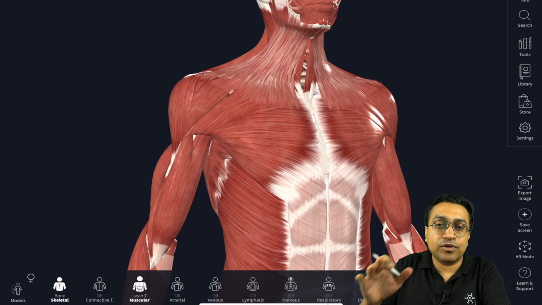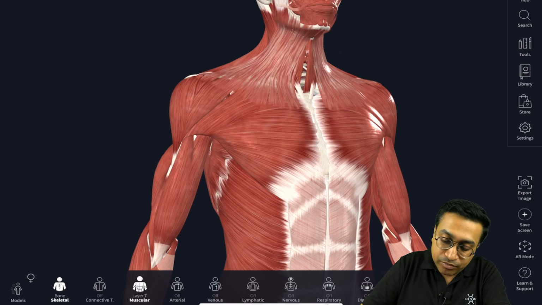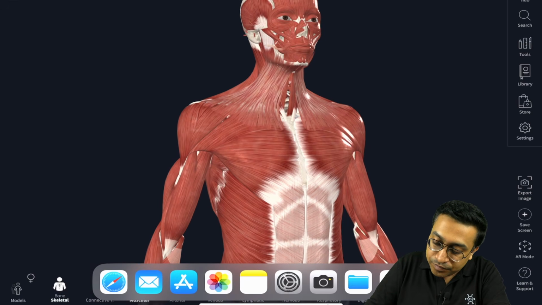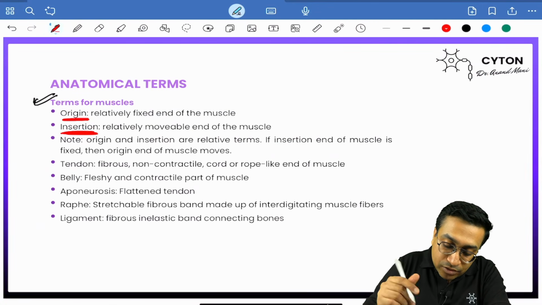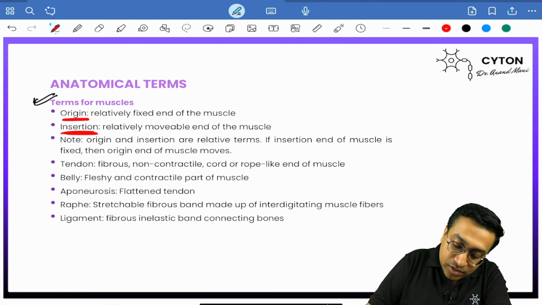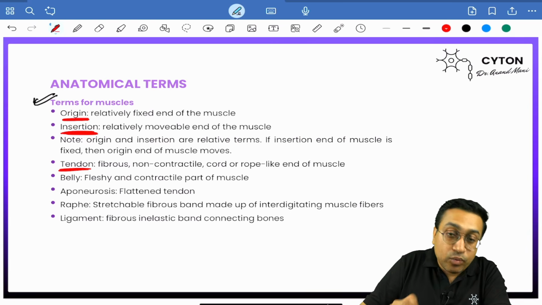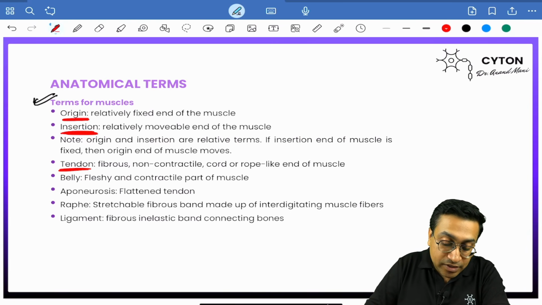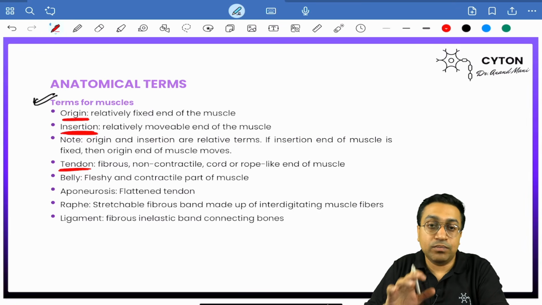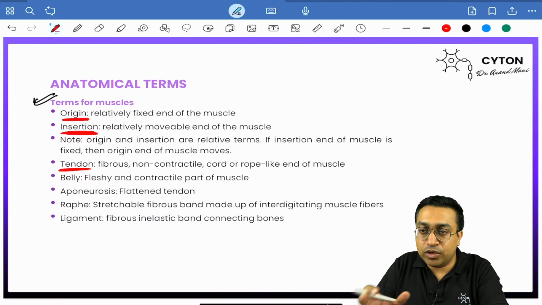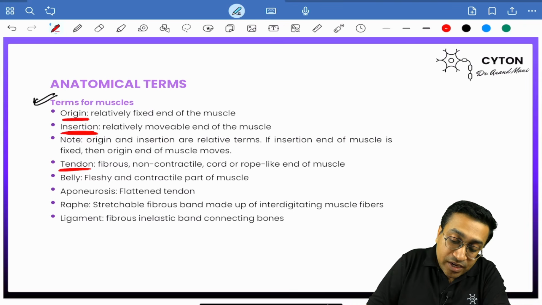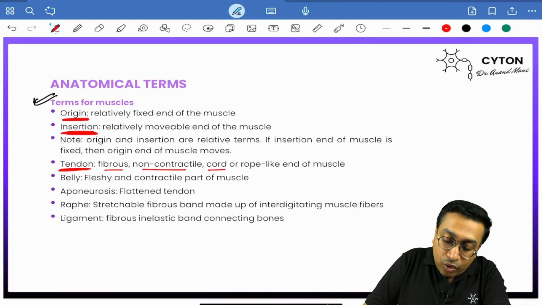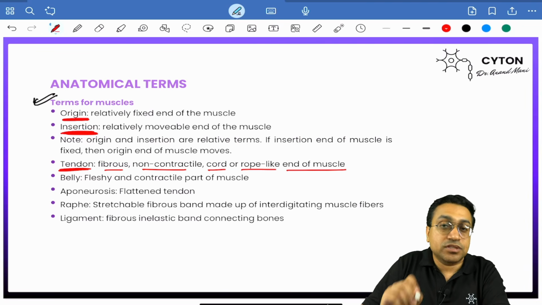In this manner, we will discuss all the muscles of the body, region-wise. Now you have understood this. Then you have another term, the tendon. What is a tendon? It is a fibrous, non-contractile, cord or rope-like end of the muscle. I have written these on this slide so that you remember, because these are technical words you need to remember.